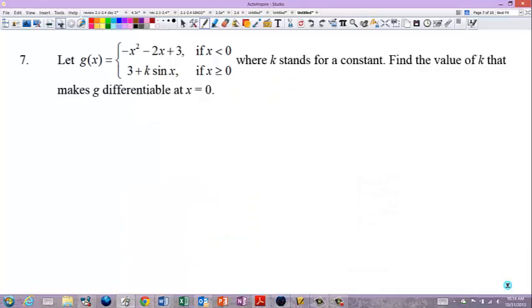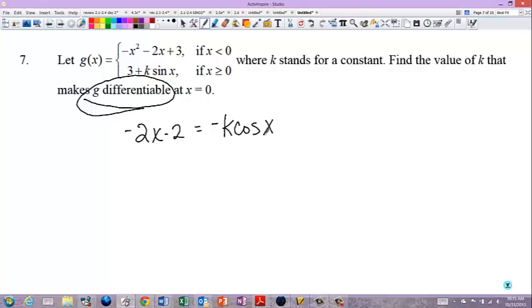Oh, that was tough. This, find the value of k that makes it differentiable. Well, in order to be differentiable, it has to be continuous, so we plug in 0 to see if it is, and you get 3 equals 3, so that's no problem. Differentiable means you take the derivatives. The derivative of the top is negative 2x minus 2. The derivative of the bottom, the constant goes away, the 3, and you get negative k cosine of x. You fill in 0. You get negative 2 equals negative k times 1.